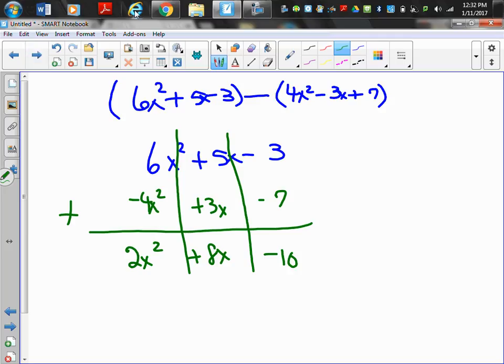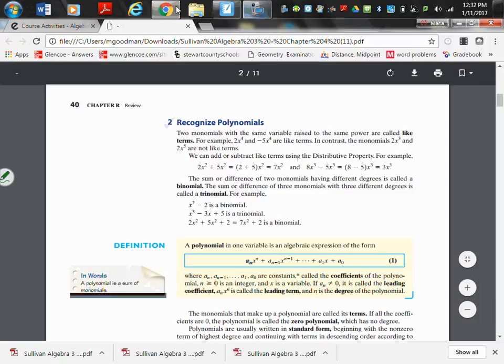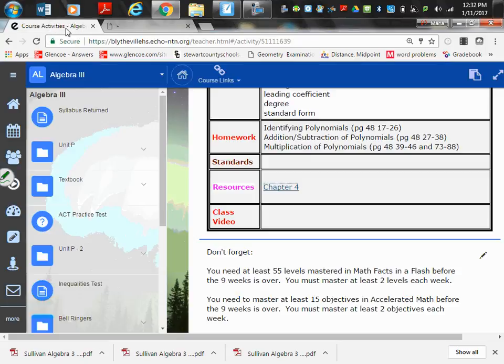Alright, now, boys and girls, stop. Your assignment. Identify polynomials. Page 48, 17 through 26. Addition and subtraction of polynomials. Page 48, 27 through 38. Now, those are the first two assignments. We just talked about them. Now they're due next Tuesday.